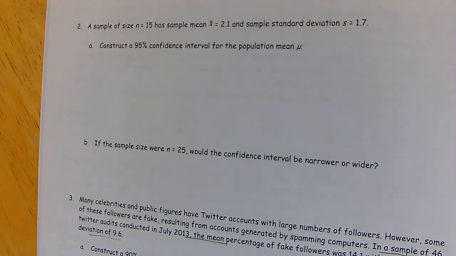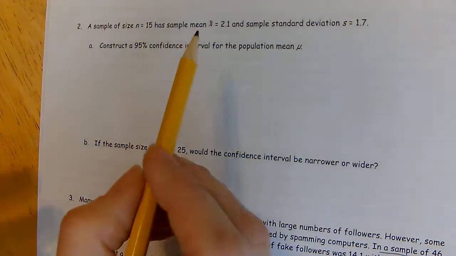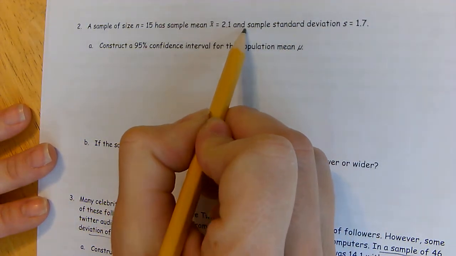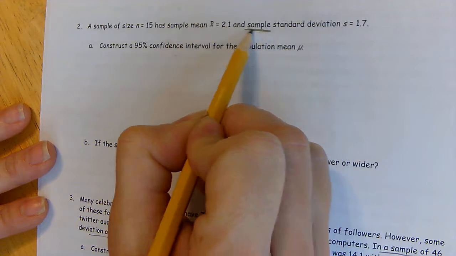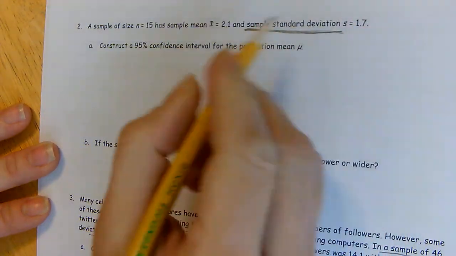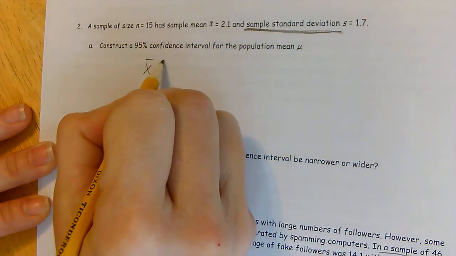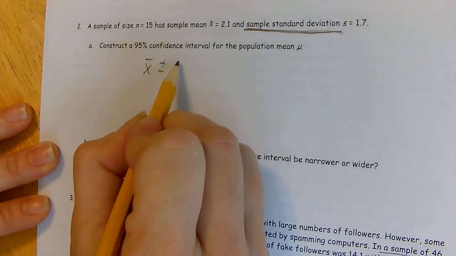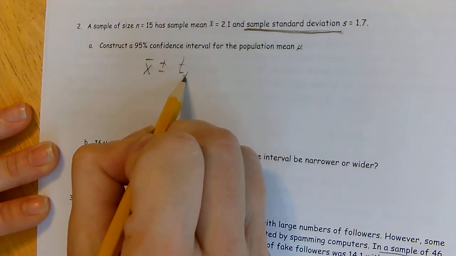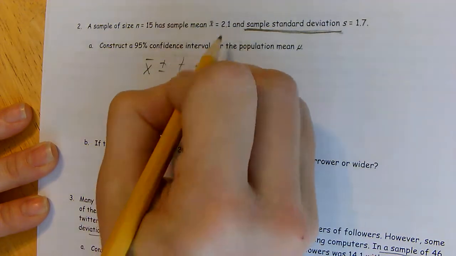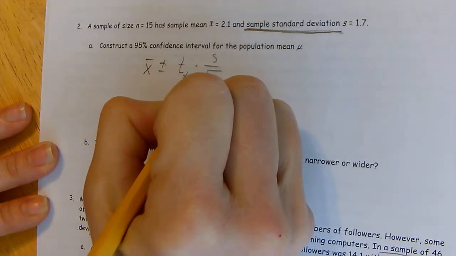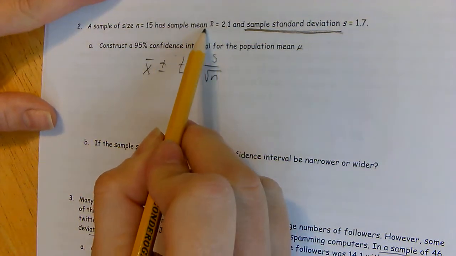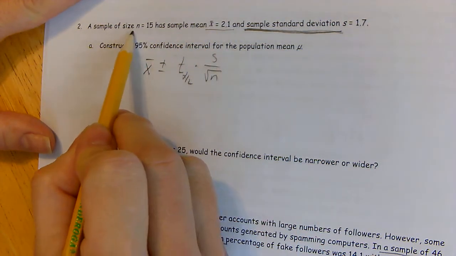Okay, we'll do one more example for 8.2. We're going to construct a confidence interval for a population mean, but we don't have the population standard deviation. We have the sample standard deviation. So what we're going to do is add and subtract the margin of error to the sample mean, which is given as 2.1.